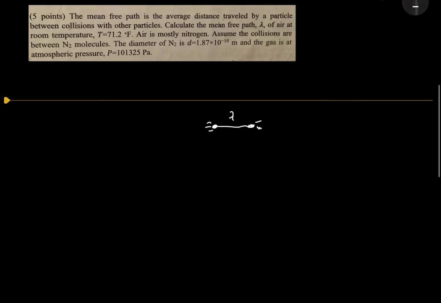And the formula to calculate this is lambda equals 1 over the square root of 2 times n times sigma, where n in this case would be the pressure over the Boltzmann constant k times temperature in Kelvin, T. And sigma would be the collision cross section, and can be calculated as pi times the diameter squared.